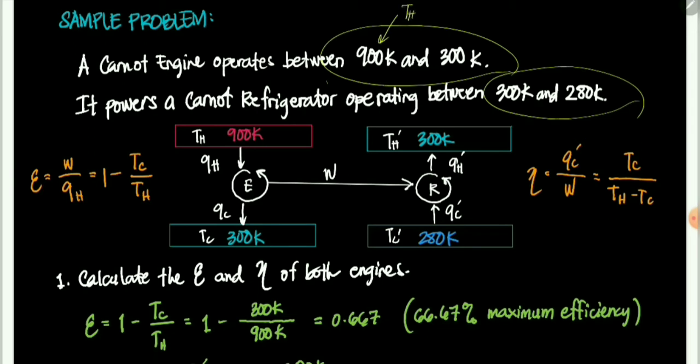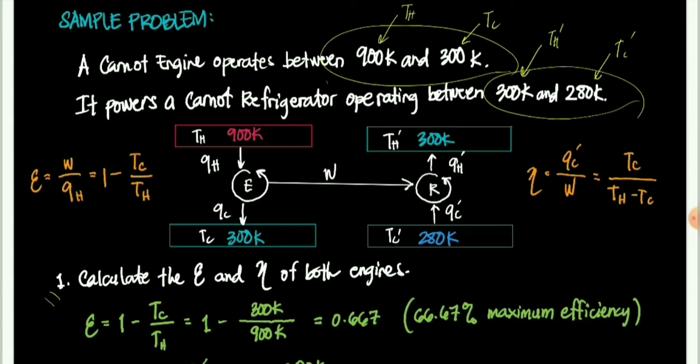So this is TH, or the temperature of the hot reservoir for the heat engine. This is TC, temperature of the cold reservoir for the heat engine. And these are the TH prime and TC prime, so the temperatures of the hot and cold reservoirs of the refrigerators respectively. Okay, so first we need to calculate for the efficiency and the coefficient of performance.